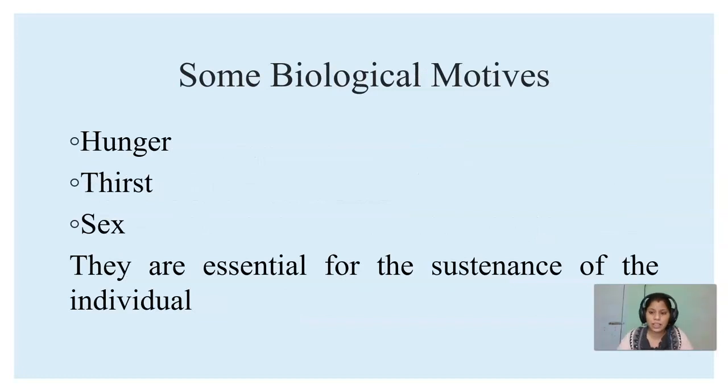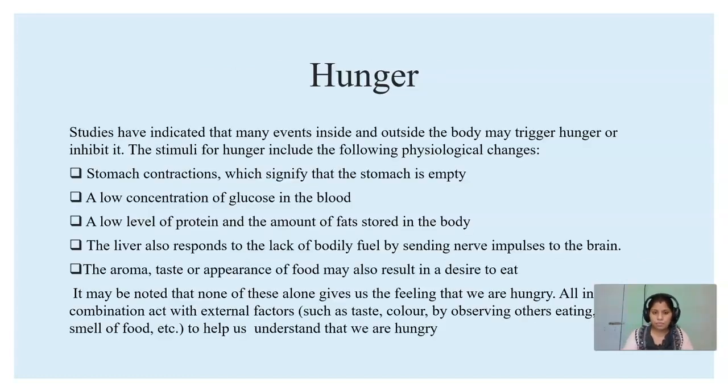Next, we'll discuss some biological motives. The biological motives that we'll discuss are hunger, thirst, sex. The first biological motive is hunger. Now, how do we feel hungry? What are the physiological changes in the body that cause hunger?